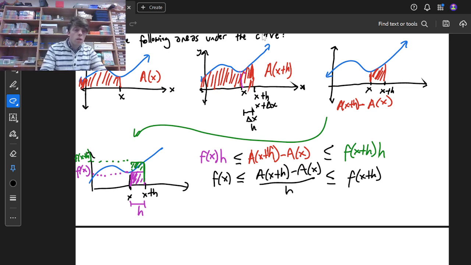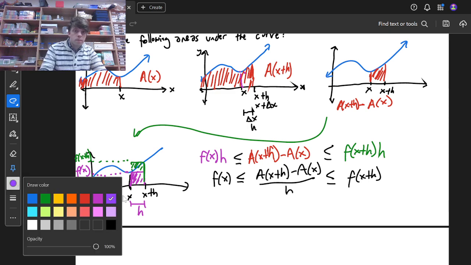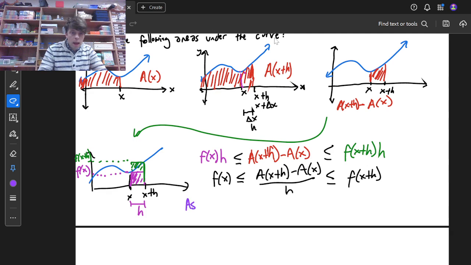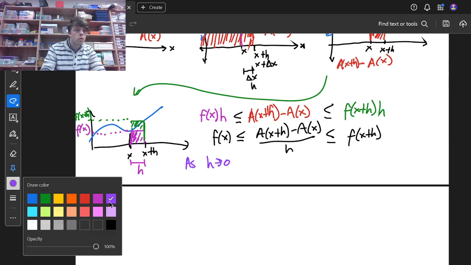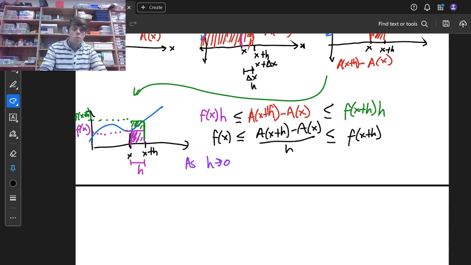So we want to know, essentially, as h goes to 0, what happens? And I'm going to have to spill onto the following page to look at this. We're going to get the following things occur. F of x just stays as f of x, doesn't get changed.